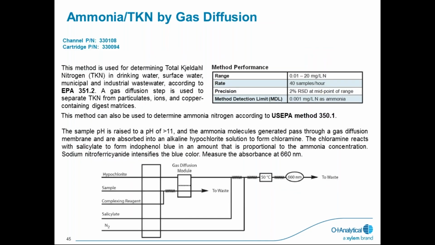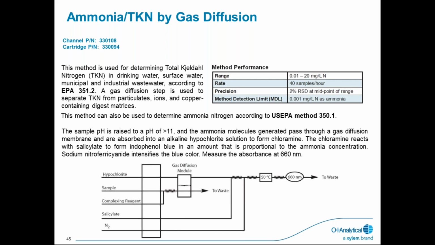So here is an example of what we do with these chemistries. We do have method abstracts that are also available on our webpage, and these give you a synopsis of the chemistry methodology. We again show range, rate in samples per hour, precision, and then the method detection limit, the MDL. So I wanted to show an example here of gas diffusion.